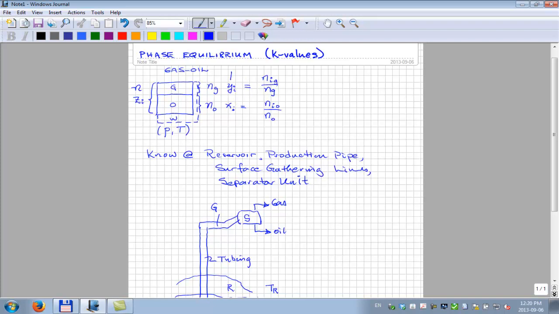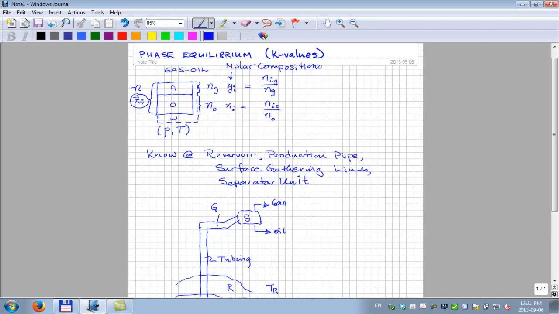So this is referred to as molar compositions of the phases, as well as the overall total molar composition. Any questions about this setup? So this is the problem we're going to be talking about.